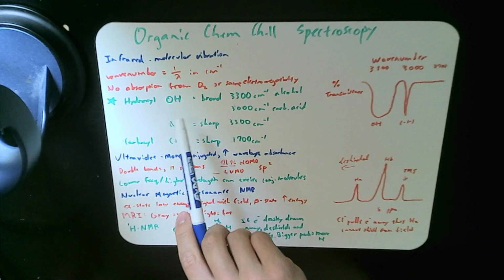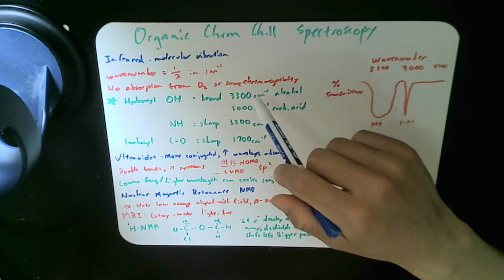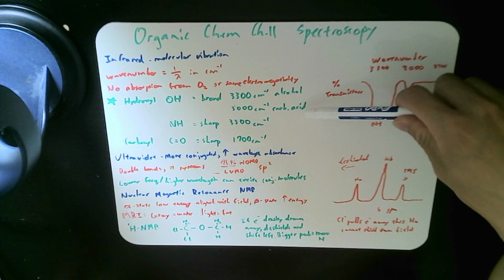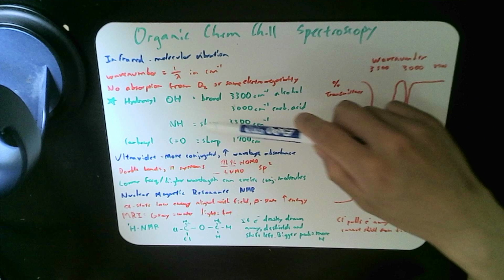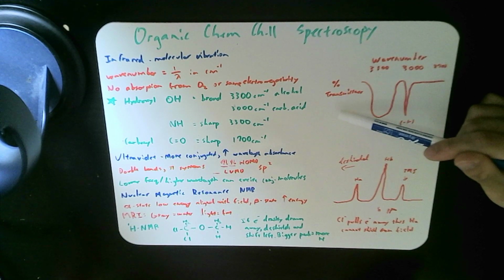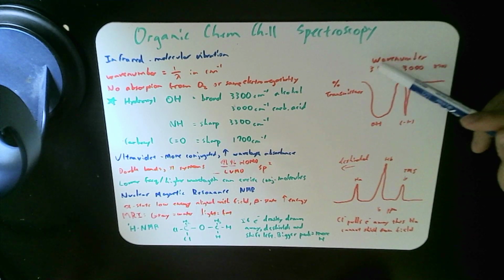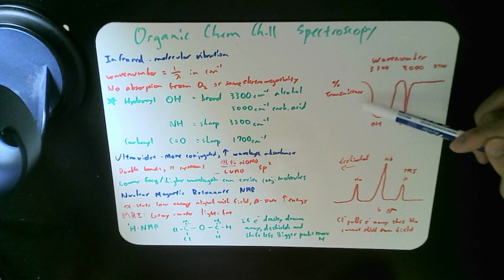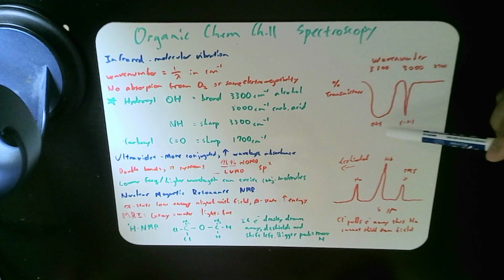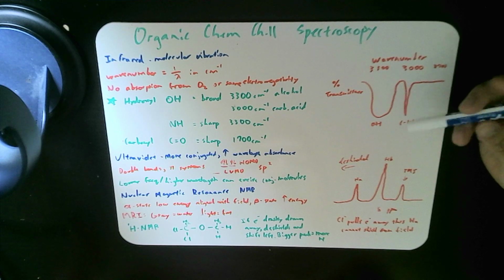Hydroxyl OH has a broad peak at 3300 cm-1, and that is alcohol. For the 3000, it's carboxylic acid, and a broad peak, as shown here. This is measured in percent transmittance versus wave number. So around the 3300, it's going to have a big broad peak over here for the hydroxyl group, the OH bond. That bond's going to vibrate at that corresponding frequency.